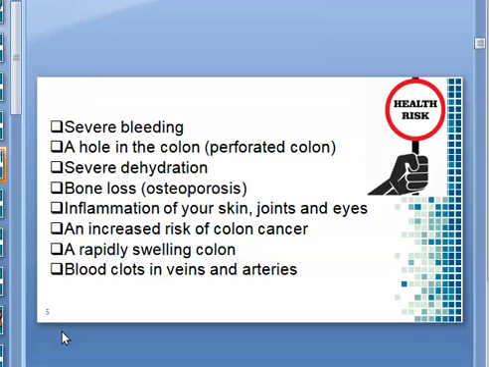We cannot ignore the need to identify ulcerative colitis accurately, because the complications of this condition can be devastating, including, for example, severe bleeding, a rapidly swelling colon, increased risk of colon cancer, bone loss, and so on.